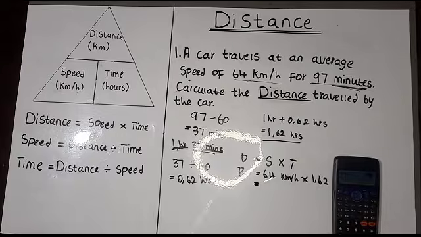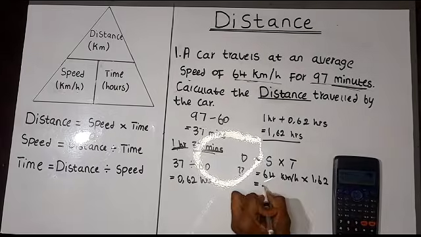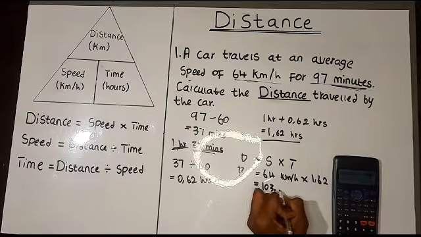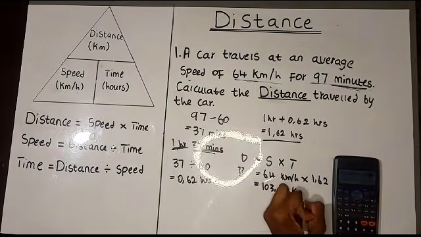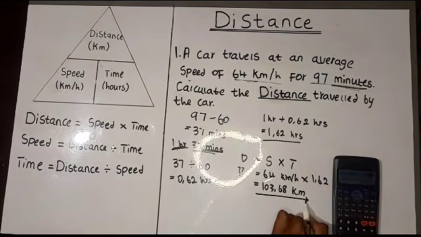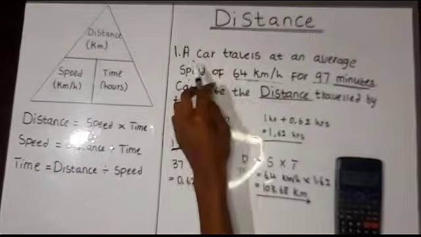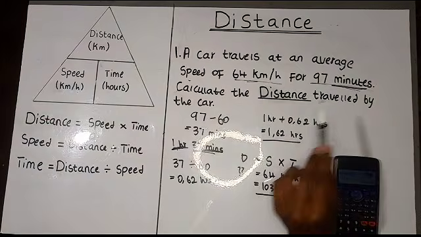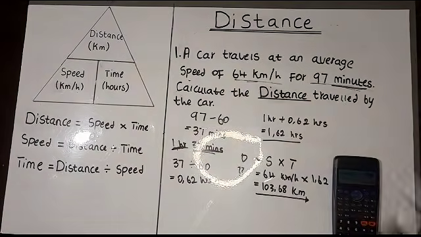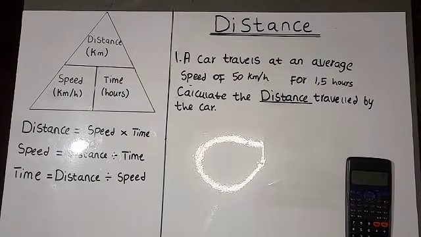64 multiplied by 1.62. That gives us a total of 103.68 kilometers. So this is our final answer. So this means that a car that traveled at an average speed of 64 kilometers per hour for 97 minutes covers a total distance of 103.68 kilometers. So let's take a look at a similar question to see if we really understood the previous one that I just showed you.